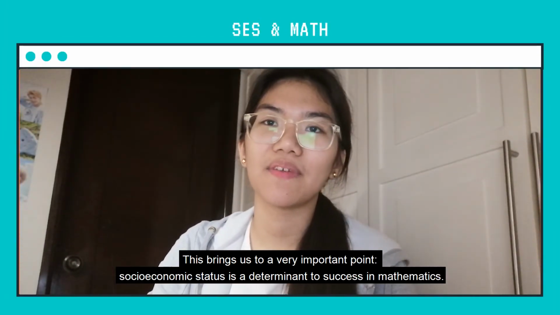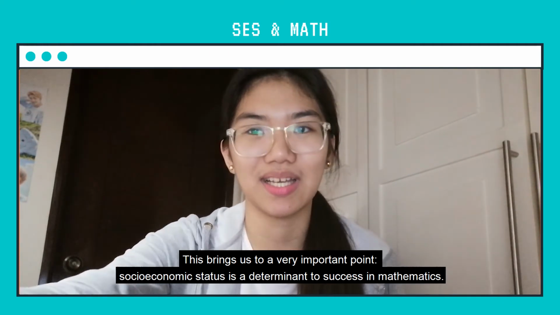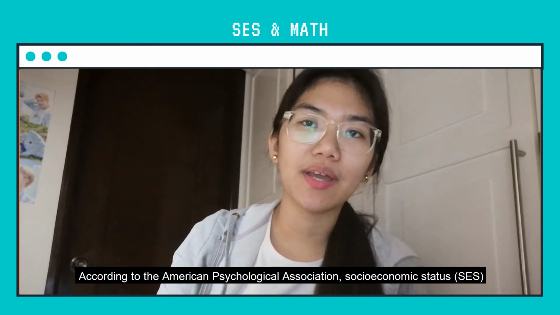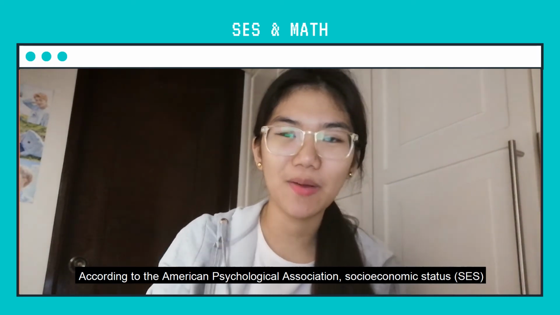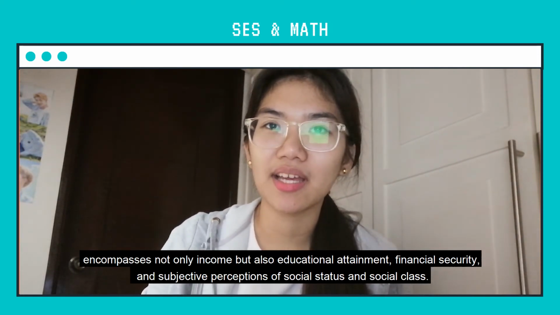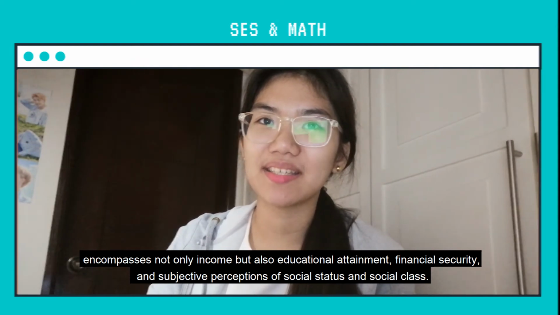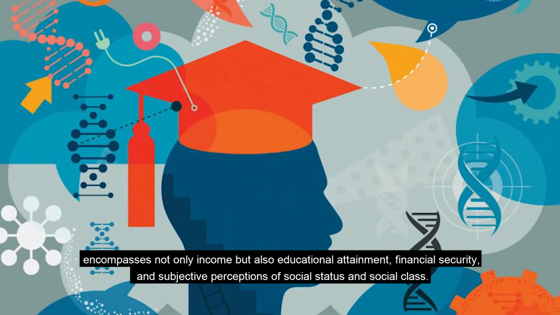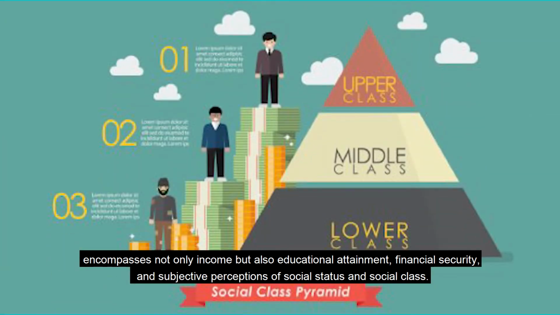This brings us to a very important point. Socioeconomic status is a determinant to success in mathematics. According to the American Psychological Association, socioeconomic status encompasses not only income, but also educational attainment, financial security, and subjective perceptions of social status and social class.